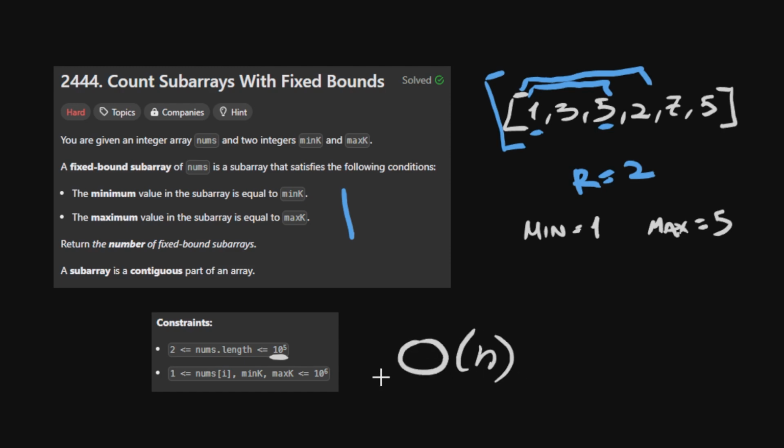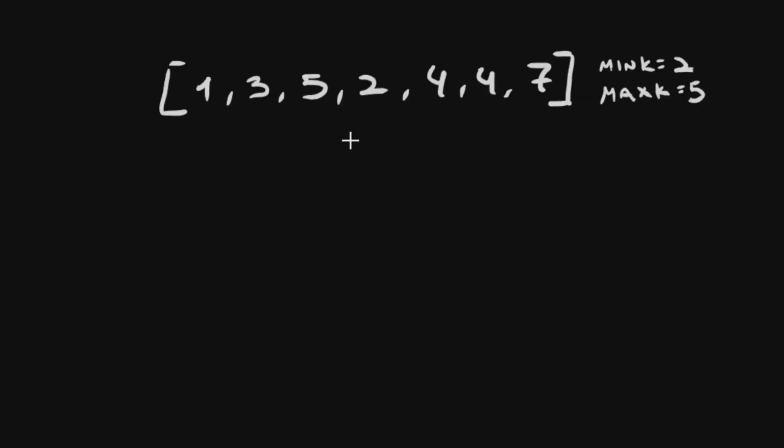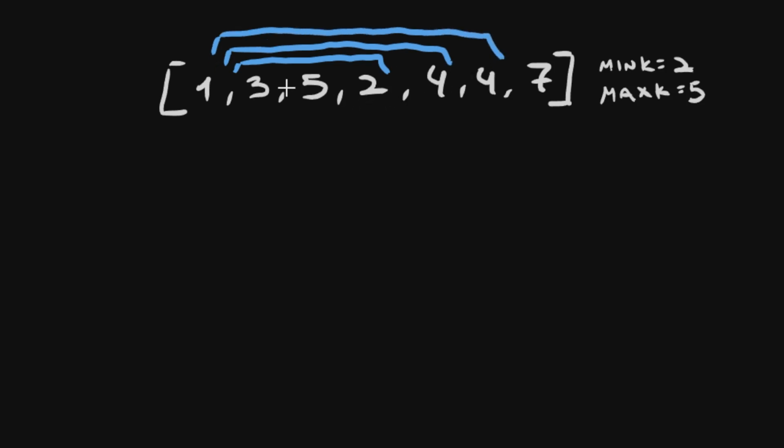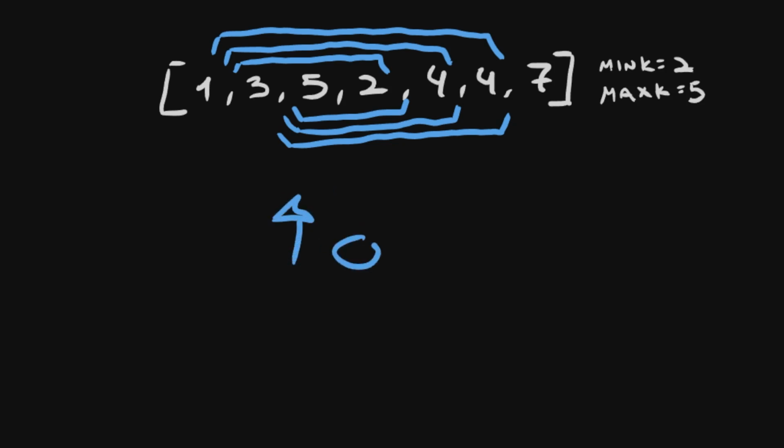So now let's see how we can solve this. Let's say we have this array and this is min k and this is max k. Well, this means that, for example, this is a valid subarray and this is also a valid subarray and this is also a valid subarray. This one is also a valid subarray. This one is valid and this is valid too. So here we have 6 valid subarrays. Now the question is, how can we solve this in big O of n time complexity?